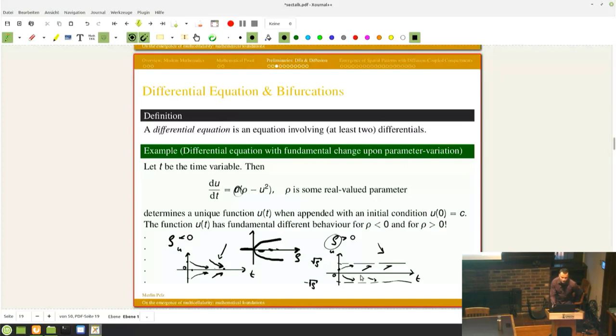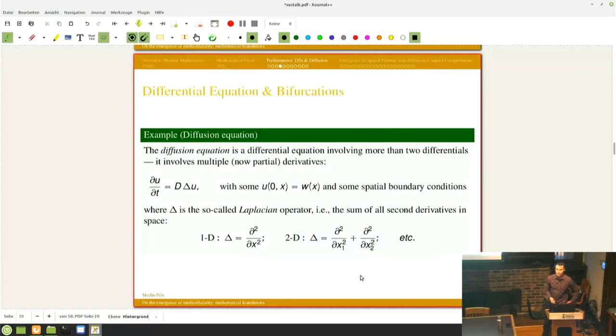This is what you can find out when you do a so-called linear stability analysis. This is done in four lines, people in math and also in the sciences can do this very easily. You can also learn this, right, to recover the stability of these steady states.